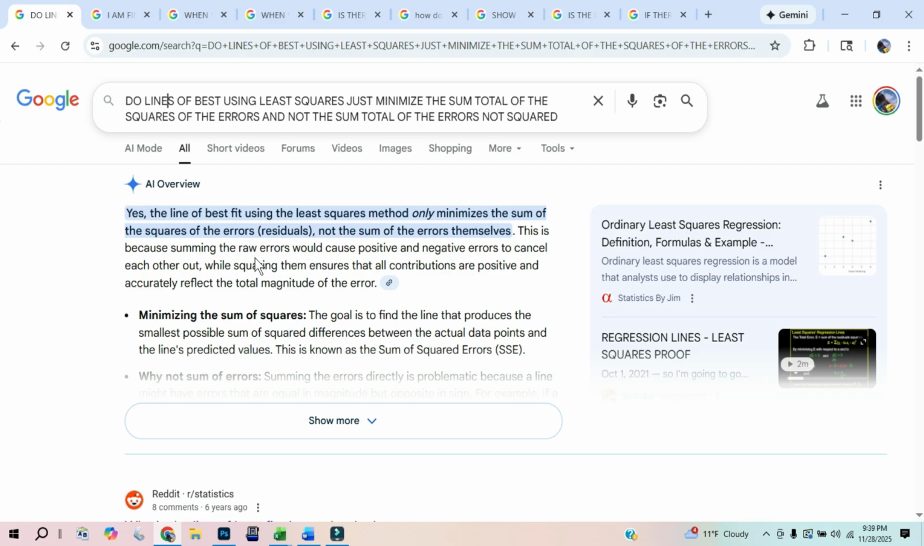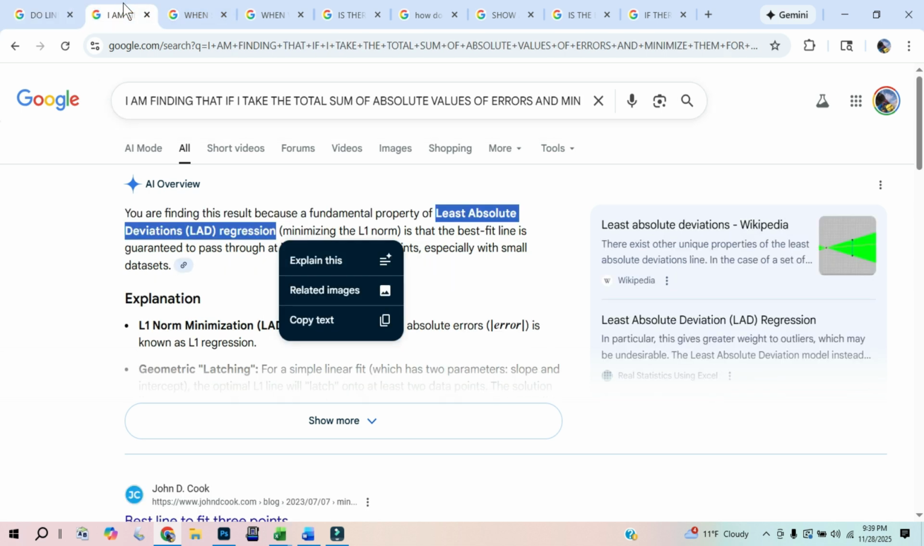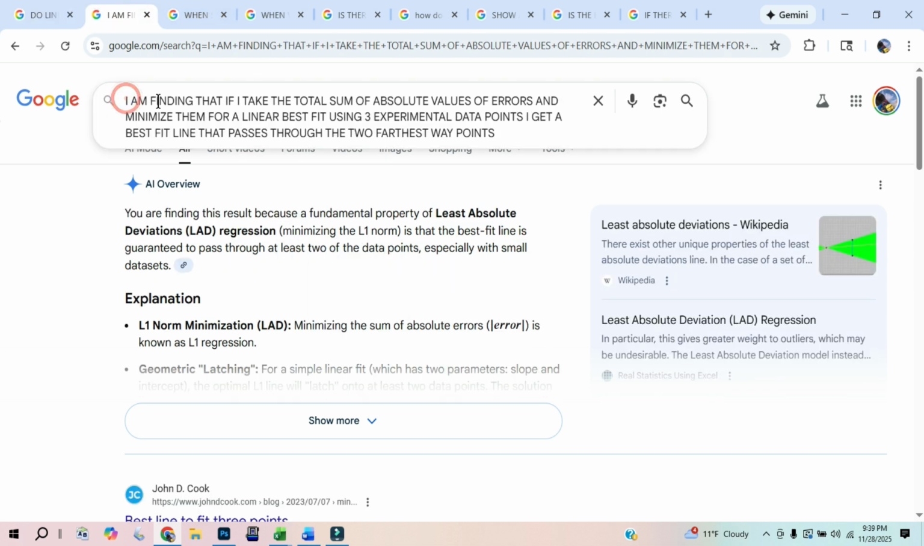This is because summing the raw errors would, and they chalk it up to just this positive and negative thing. But I was just like, nah, I get that. So I'm just like, well, what if I was able to use absolute values? I know that I have errors, and I'm just going to take the absolute value of those errors, and I want to know that value. So the sum of the absolute values of the errors, minimized for a linear best fit.